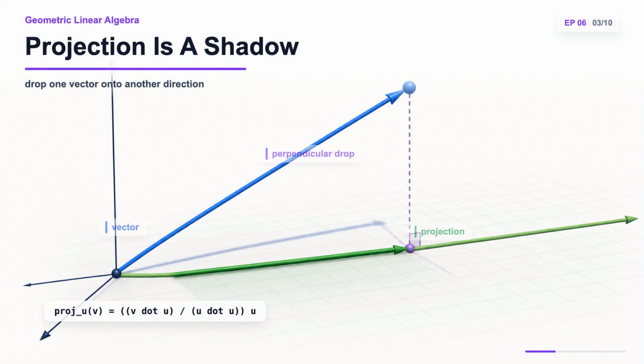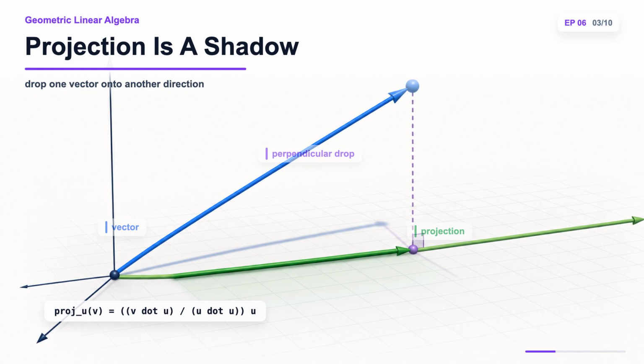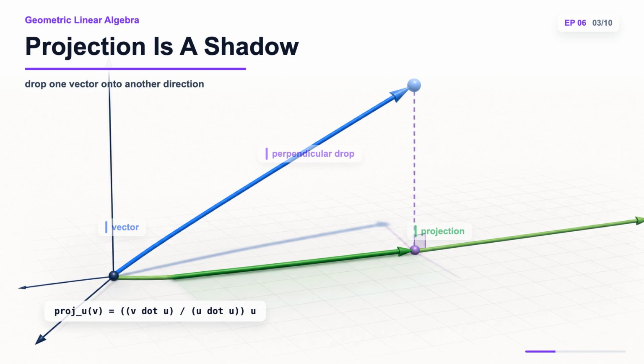Projection turns the dot product into a visible action. Imagine shining a light straight down from a vector onto a chosen line. The shadow on that line is the projection. The dot product tells how long that shadow should be, including whether it points forward or backward. So projection is not a mysterious formula. It is the part of one vector that lives along another direction.